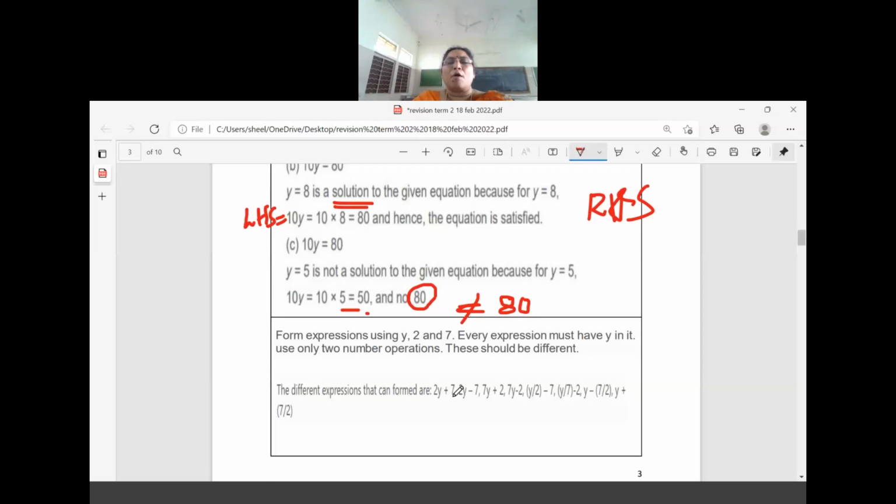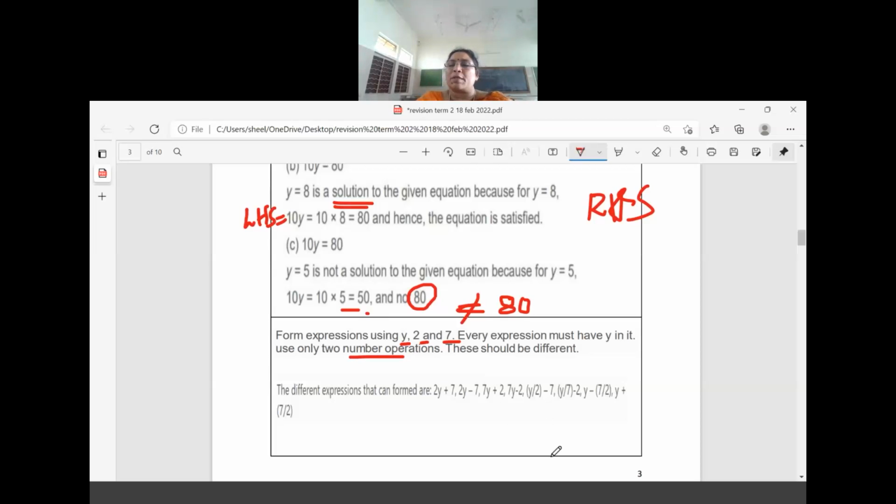Okay. Form the expressions using y and 2 and 7. Every expression must have y in it. Use only two number operations only. See, there are different expressions you can form here. What are the things we have to use? One is y, another is 2, and another is 7. Maximum, only two number operations are there. We have to opt for that.